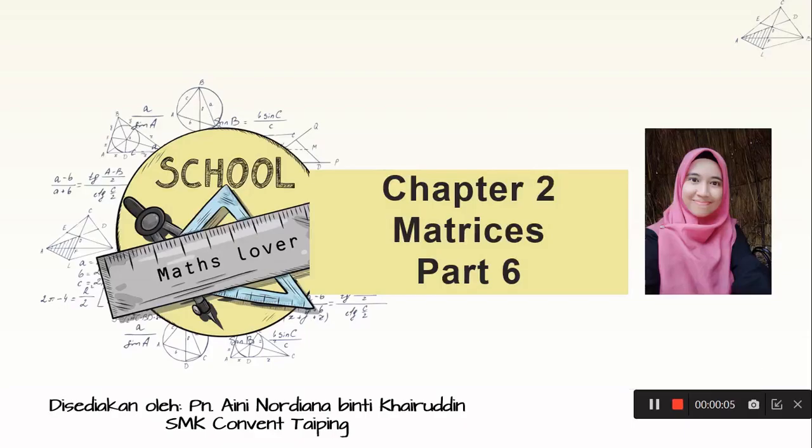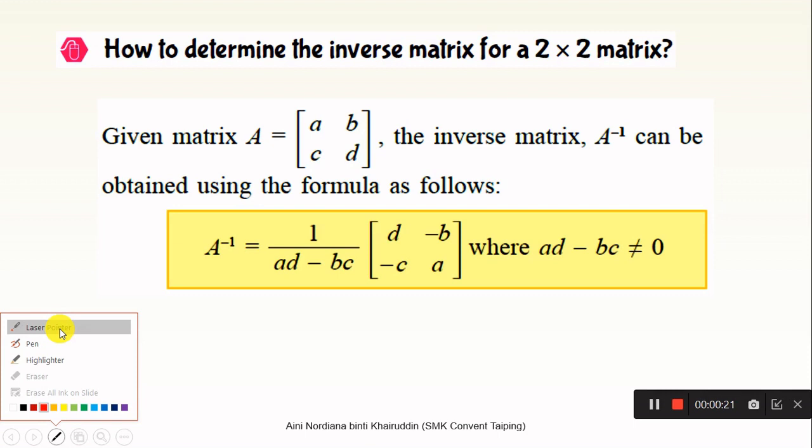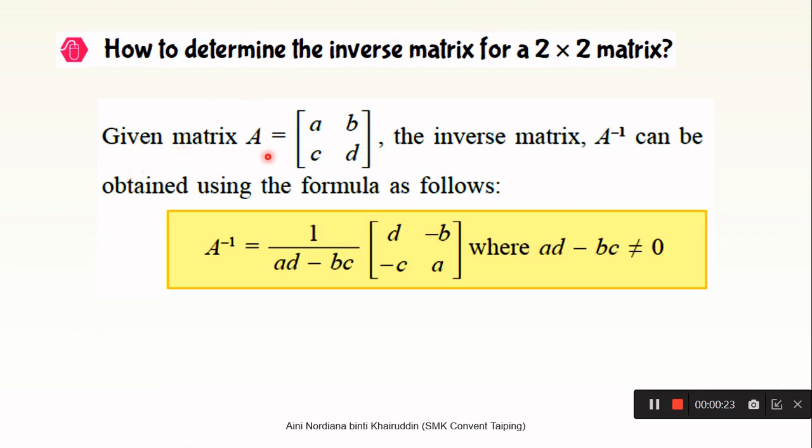So this is chapter 2, Matrices, Form 5 KSSM. How to determine the inverse matrix for a 2 by 2 matrix? Given matrix A, I'm going to use the laser pointer. So given matrix A, this is matrix A. The inverse matrix of A can be obtained using the formula as follows.